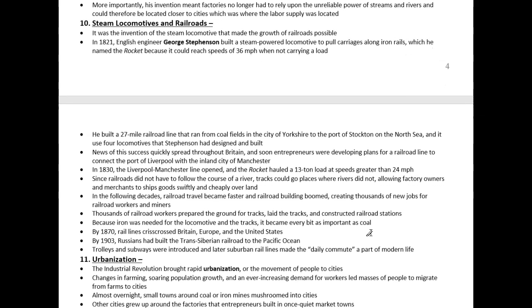Number 10, steam locomotives and railroads. It was the invention of the steam locomotive that made the growth of railroads possible. In 1821, English engineer George Stephenson built a steam-powered locomotive to pull carriages along iron rails, which he named the Rocket because it could reach speeds of 36 miles per hour when not carrying a load. So we'll highlight that, and then all of this, all the way down to the name Rocket.